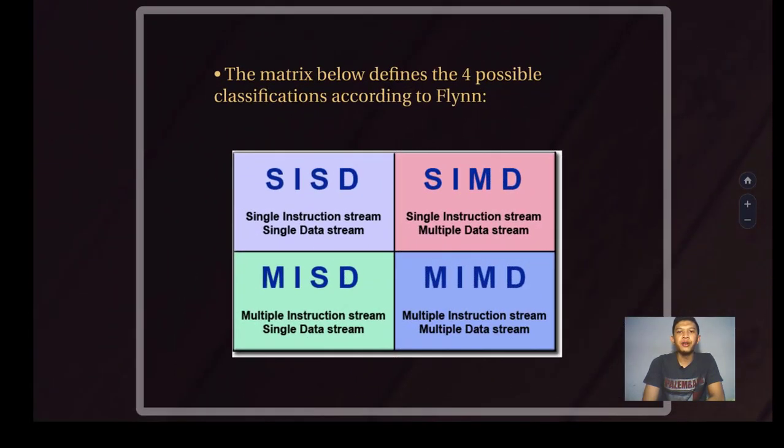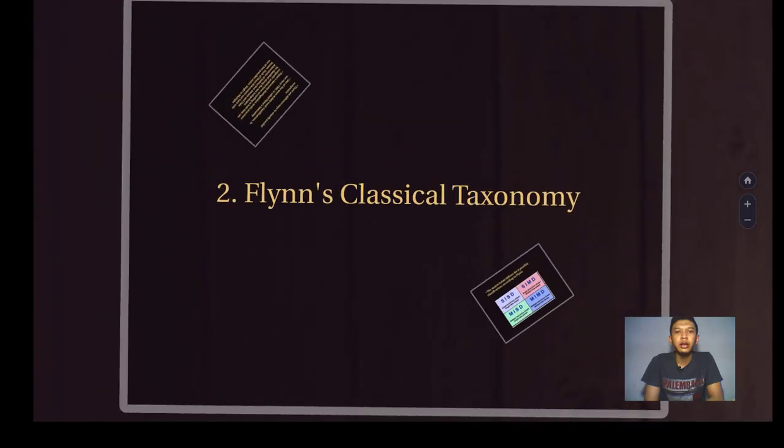The matrix below defines the four possible classifications according to Flynn. 1, SISD; 2, SIMD; 3, MISD; and 4, MIMD. And the next slide.